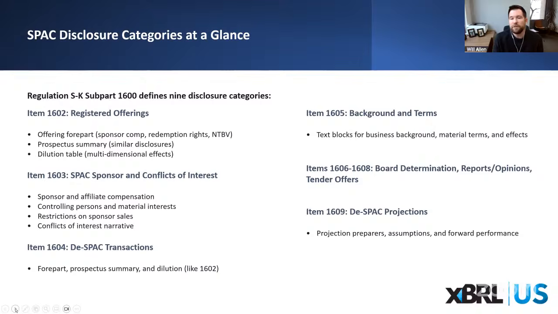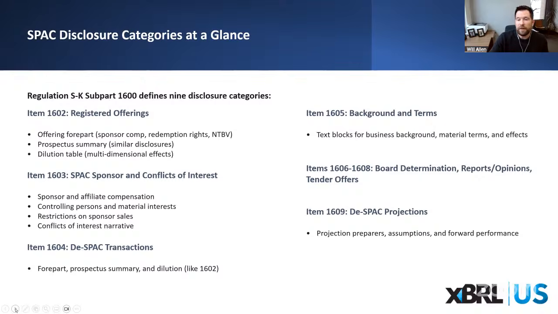So as Angela mentioned, there's multiple parts to Regulation S-K Subpart 1600. It's a comprehensive framework. It's organized by item number, and just like the rest of Regulation S-K, each item addresses different SPAC topics. So looking at 1602, that covers initial offerings, the prospectus, and related tables. 1603 tackles the sponsor conflicts of interest, a topic that kind of dominates the SPAC regulatory scrutiny.